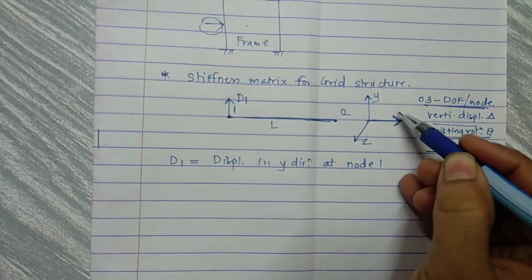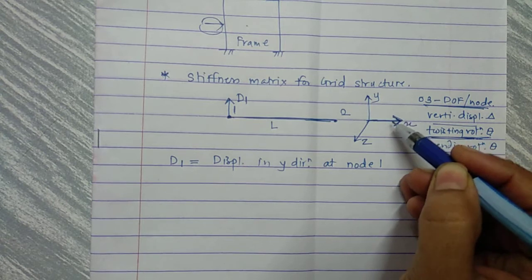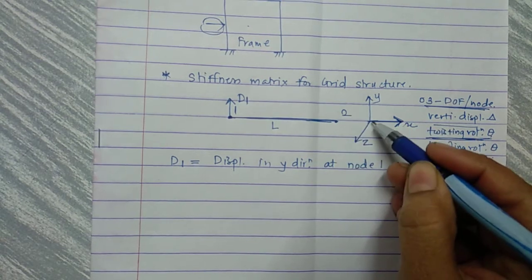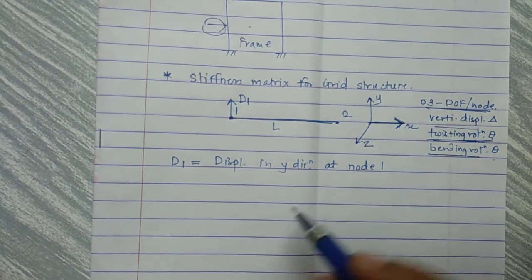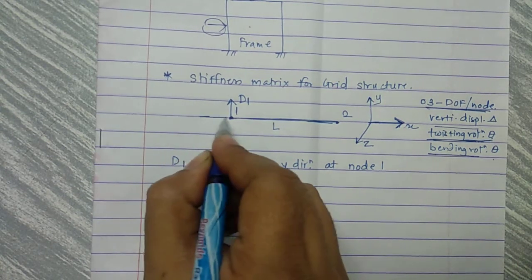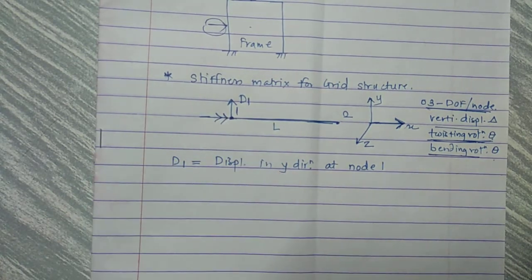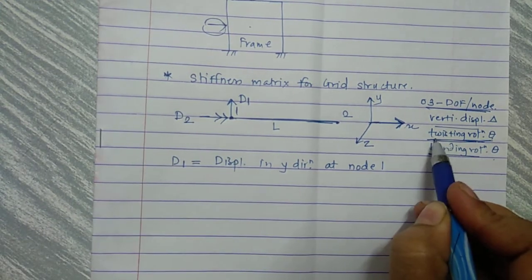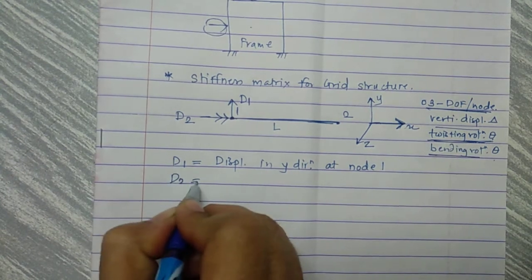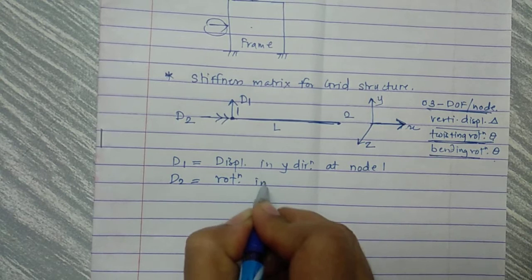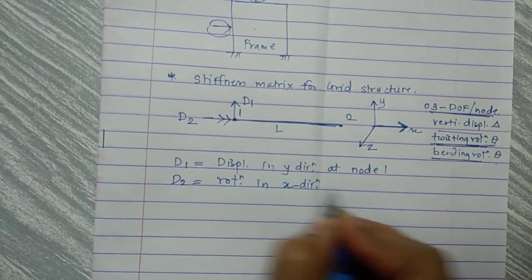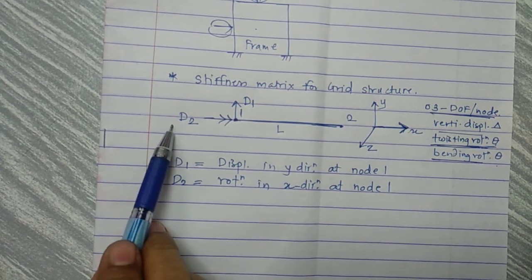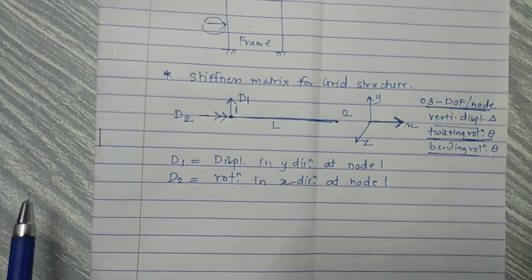So we cannot show this type of moment, because that arrow about this axis will create confusion with the z axis also. So better we will use a double headed arrow. Okay, so this is second degree of freedom D2, we'll write here rotation in x direction at node 1. Rotation D2, rotation in x direction at node 1.